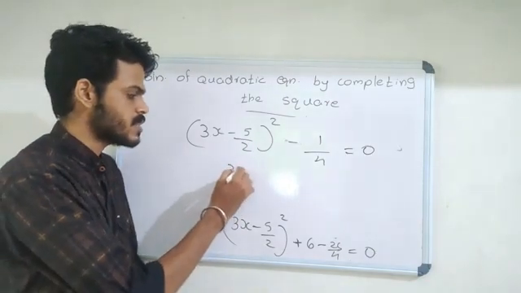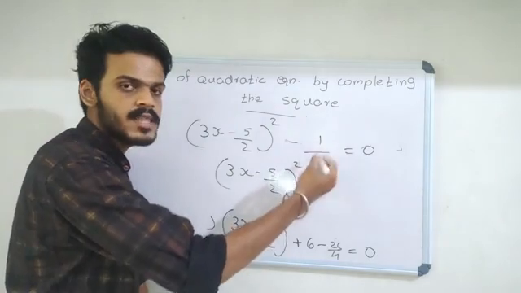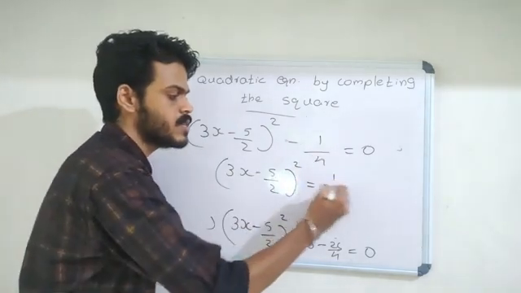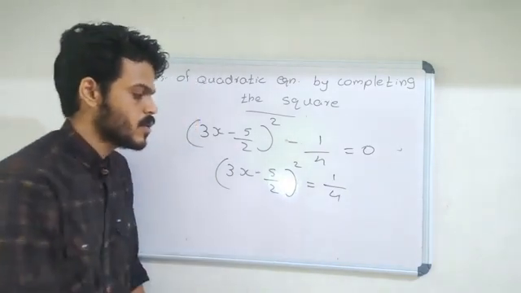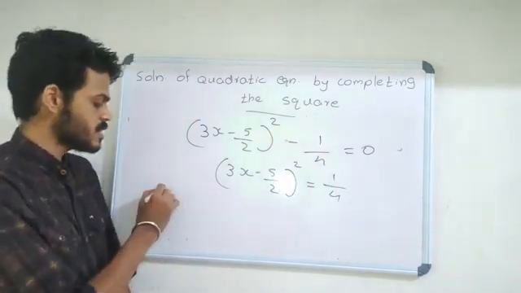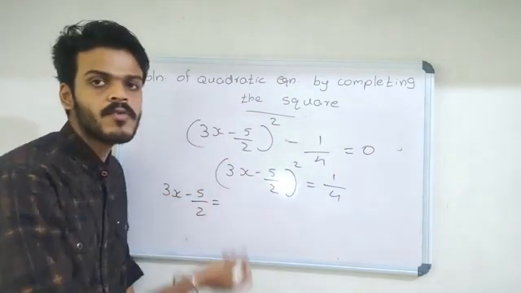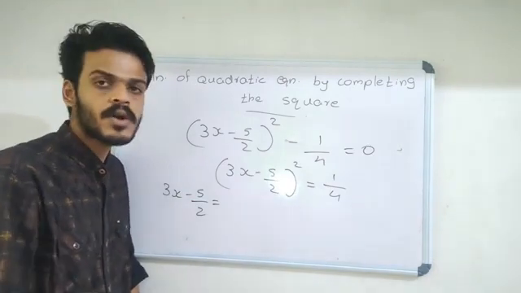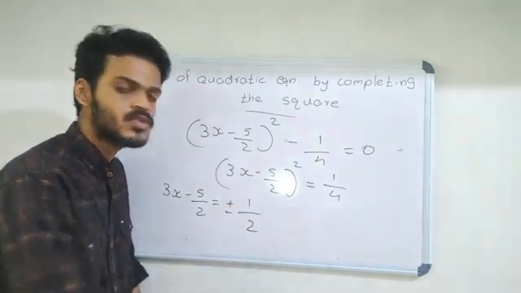From this we can write 3x minus 5/2 whole square is equal to, we can take this minus 1/4 to the right side. Now it will be changed to plus 1/4. Okay, now see, 3x minus 5/2 whole square is 1/4. So what will be 3x minus 5/2? That will be square root of 1/4. What is square root of 1/4? That is plus or minus 1/2.